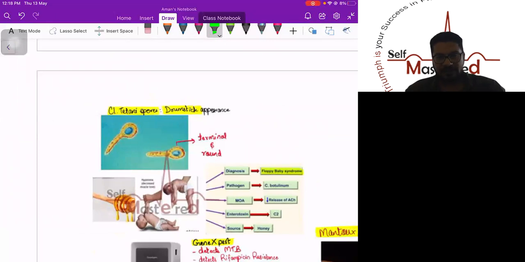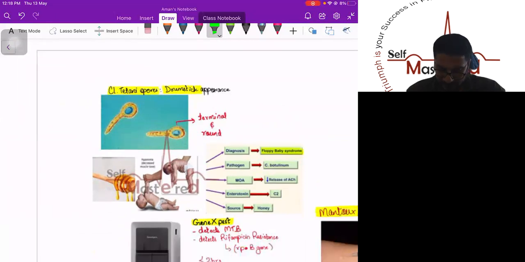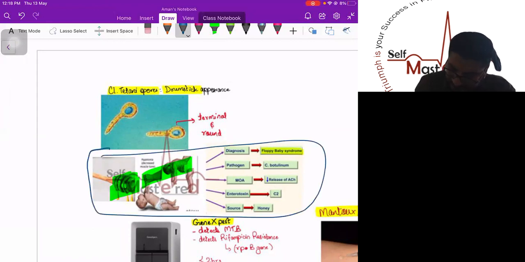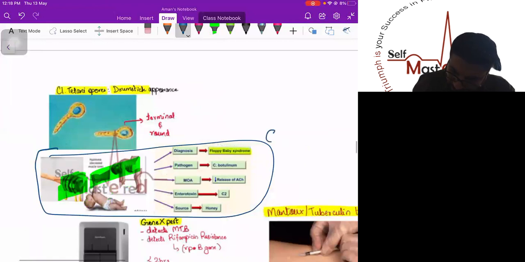Clostridium tetani will have a drumstick appearance. You will see terminal and round spores. Clostridium botulinum can lead to a flaccid paralysis due to honey. You will see the Clostridium botulinum infection. We call this floppy baby syndrome. This will be caused by Clostridium botulinum.